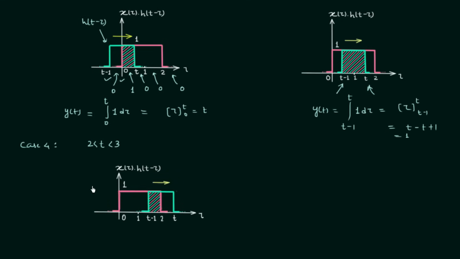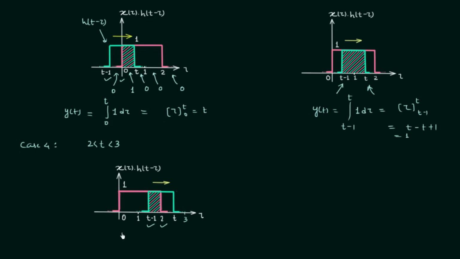So this is how the waveform will look in case number 4. You can see t is greater than 2 but it is less than 3, and you can see the overlapping interval. It is from tau equal to t minus 1 to tau equal to 2.